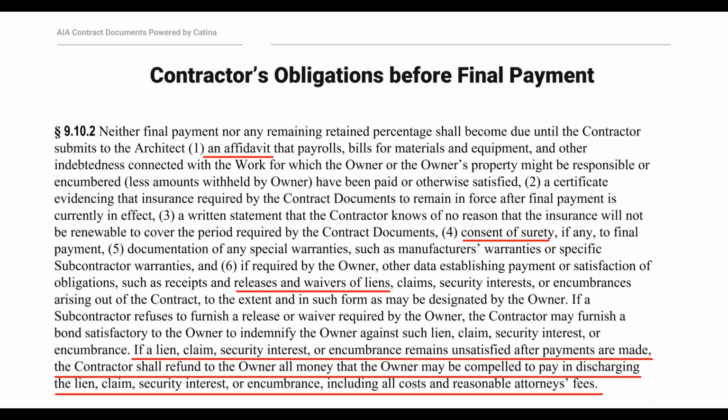So if you can't tell by now, the A201 has a bit of a belt and suspenders approach when it comes to final payment, progress payments, and all of the protections for the owner and requirements of a contractor.